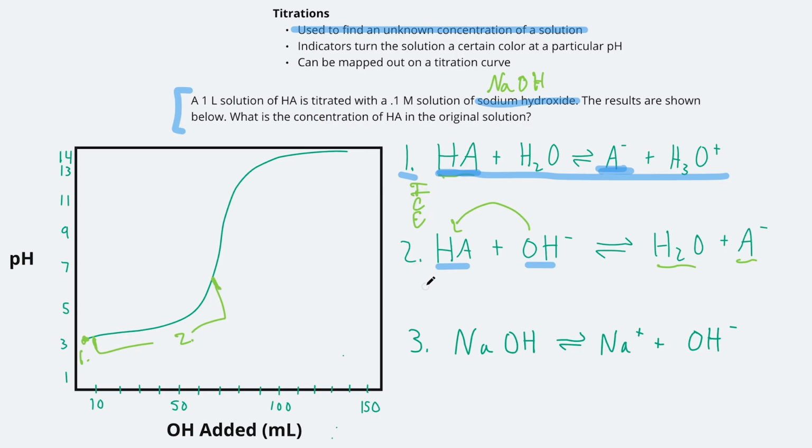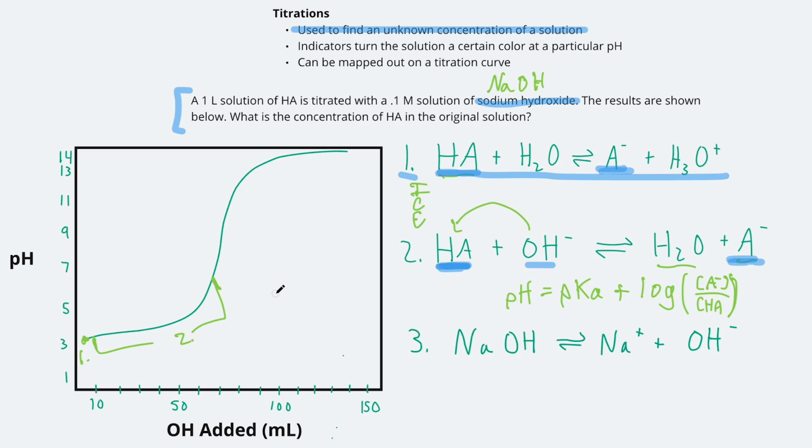Now when you get to number 2, you would have a lot of the conjugate base because now you're adding substantial amounts of OH. So you're having substantial amounts of HA turning into A-. So during the point from which we are adding NaOH, we start using the Henderson-Hasselbalch equation to calculate the pH.